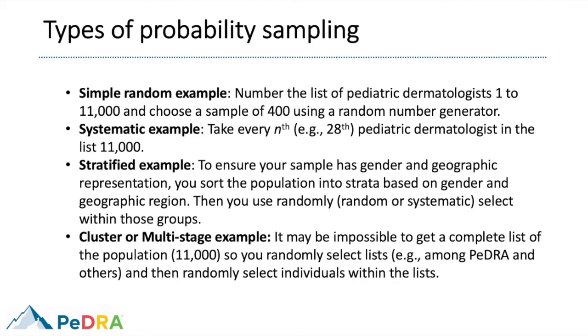It may not be possible to get a complete list of the population you're studying, so you could take a cluster or multi-stage approach. In this case, you would randomly select among the lists that are available to you.